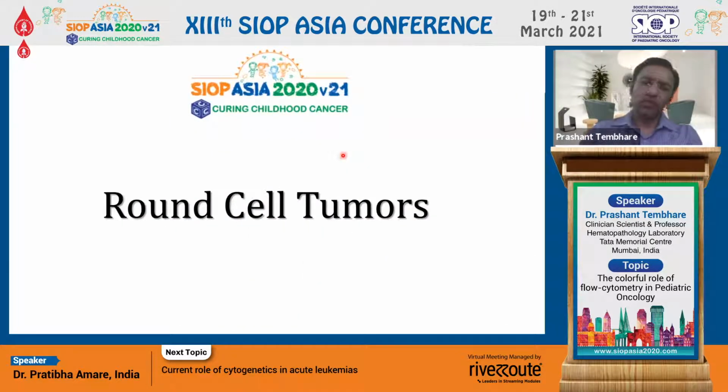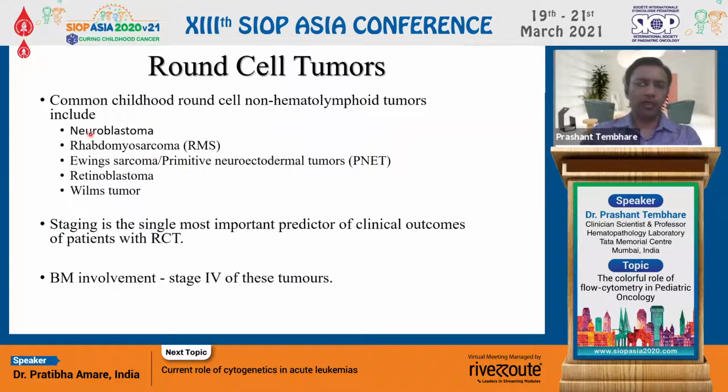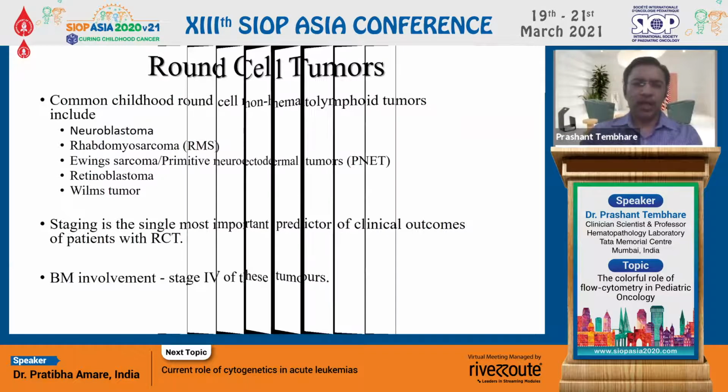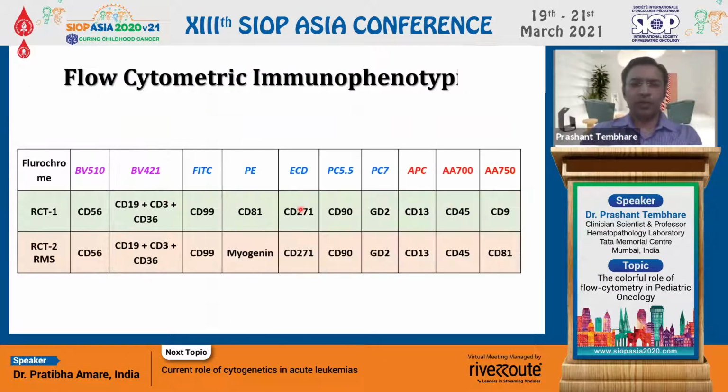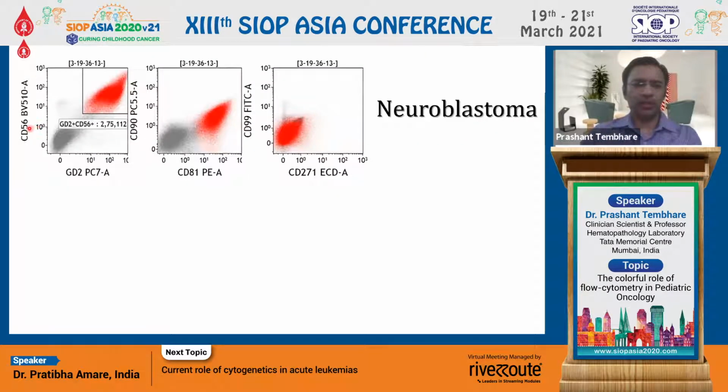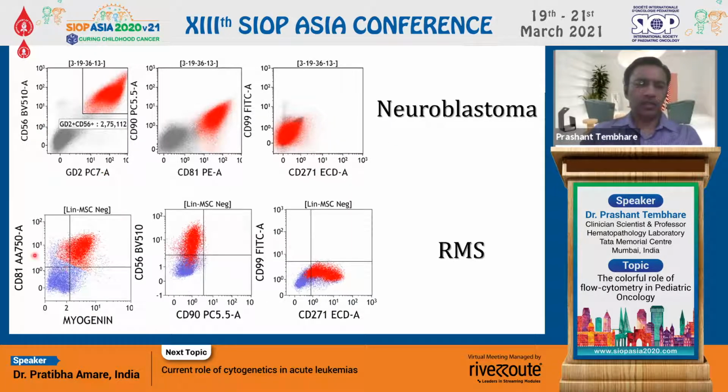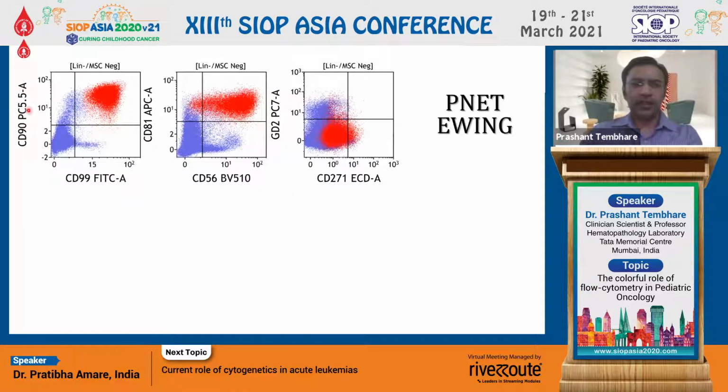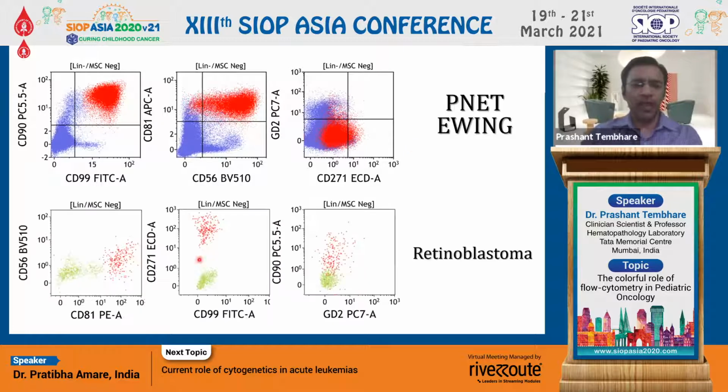So the next application is round cell tumors. In round cell tumors, we have common tumors like neuroblastoma, rhabdomyosarcoma, Ewing sarcoma, and retinoblastoma. And we can identify these tumors by using different combinations of markers. For example, CD56 and GD2 can identify neuroblastoma. In the same way, myogenin and CD81 can identify RMS. CD99, CD90, and CD56 also help to identify Ewing sarcoma. And in CSF, we can identify retinoblastoma by using CD271 and CD81. So these are the examples.